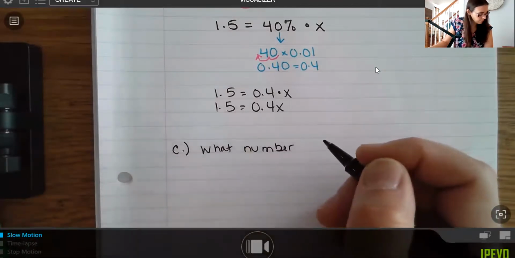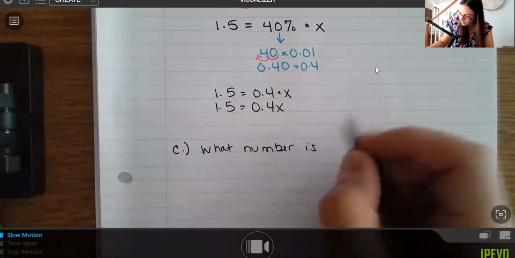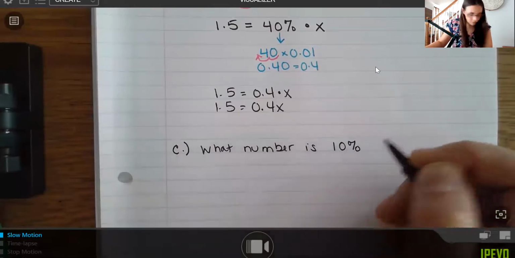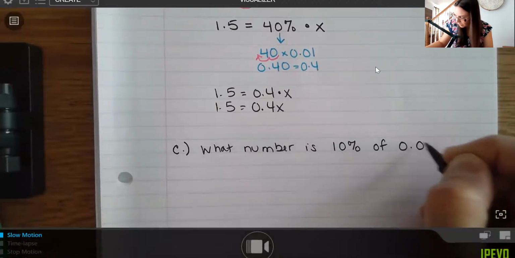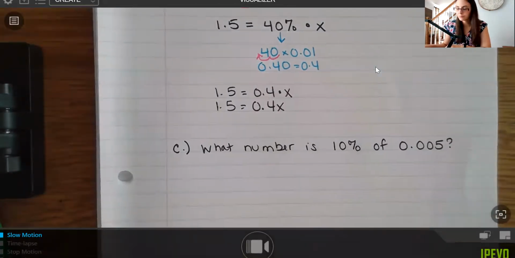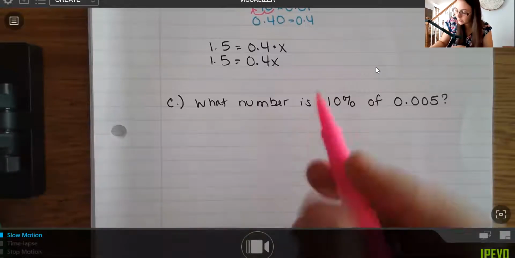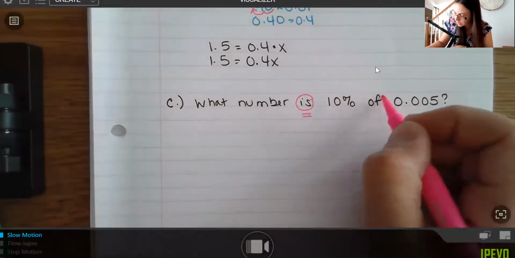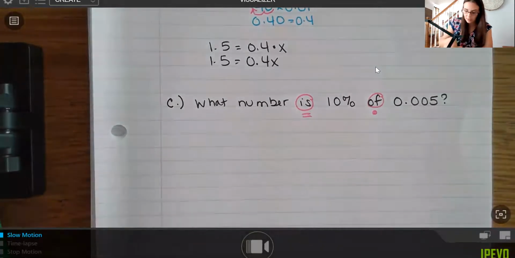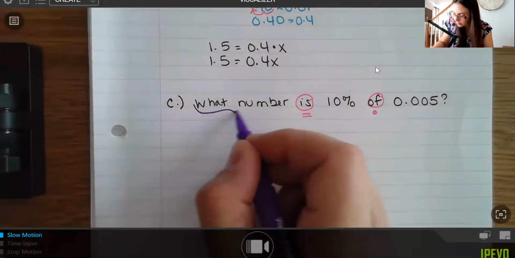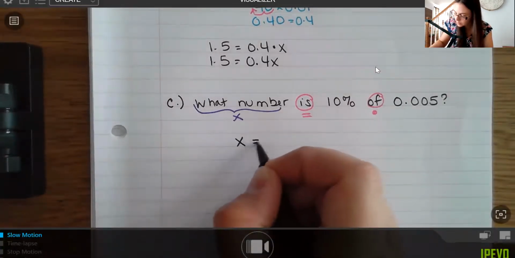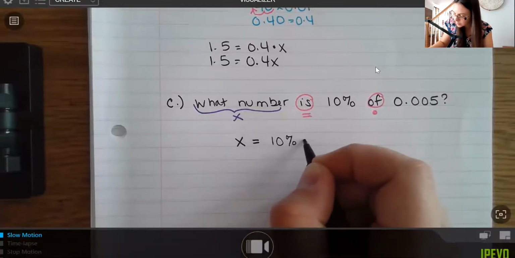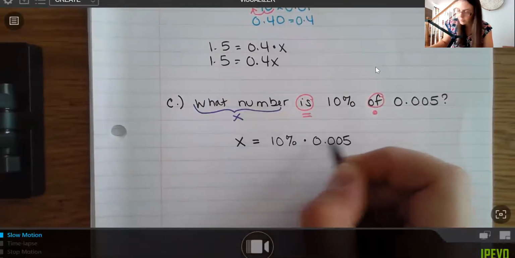Okay. What number is 10% of 5 thousandths? There we go. All right, so my keywords here, I see is, there's my equals. I see of, which is multiplication. Here is my question, right? What number? And I'm going to start filling it in. So I have x equals 10% times 0.005, or 5 thousandths.